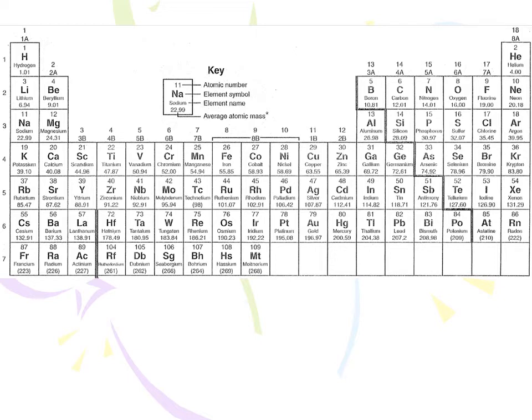So for example, hydrogen, lithium, sodium, those are in group 1, so they have 1 valence electron. Beryllium, magnesium, calcium, they're in group 2, they have 2 valence electrons. If we come over here to boron, aluminum, gallium, they're in group 13, they have 3 valence electrons. Carbon, silicon, germanium, they're in group 14, they have 4.